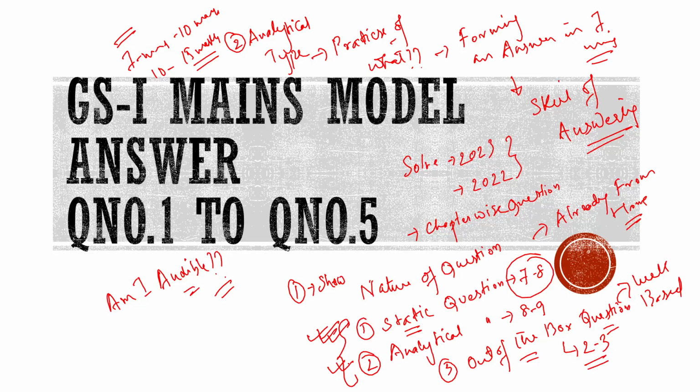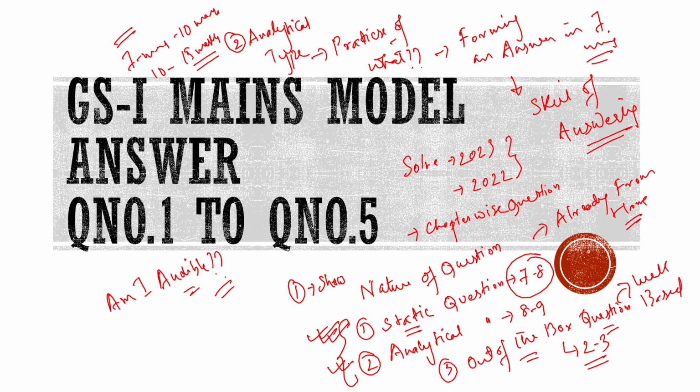Okay, now let's start with GS1. Now as we know, the GS1 topics mostly comprise history, society, geography, and art and culture. Now if you look at the syllabus, because to prepare, the first and important thing is the syllabus, and the second important thing is the previous year questions. Without these two things, mains preparation is not possible.